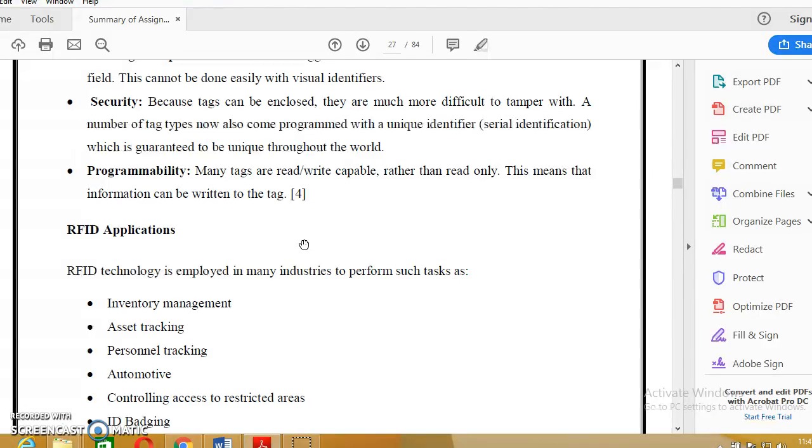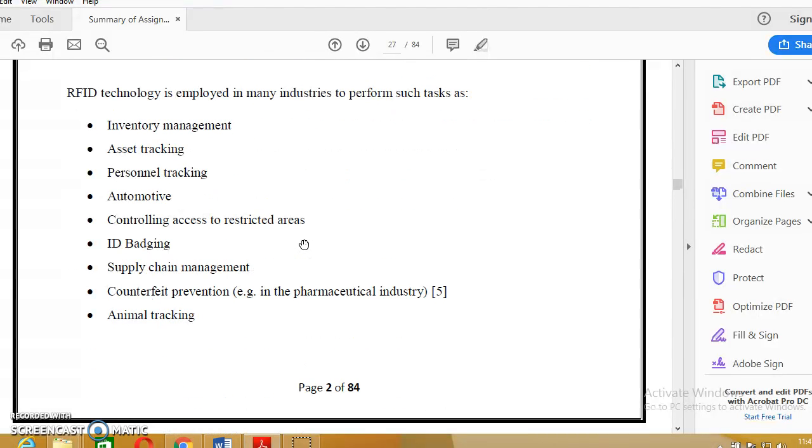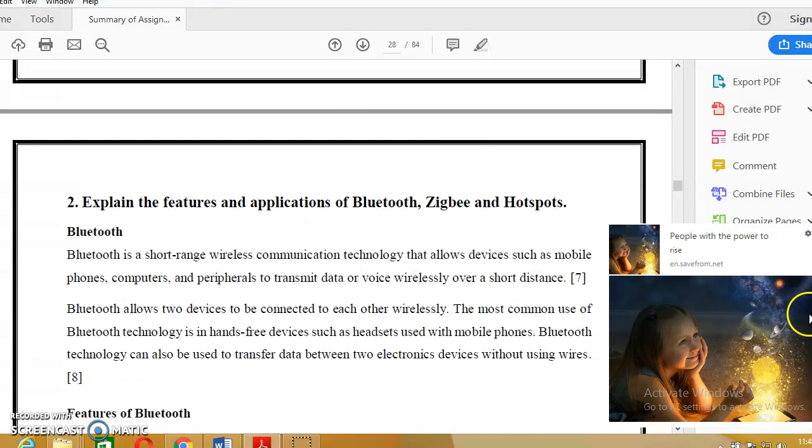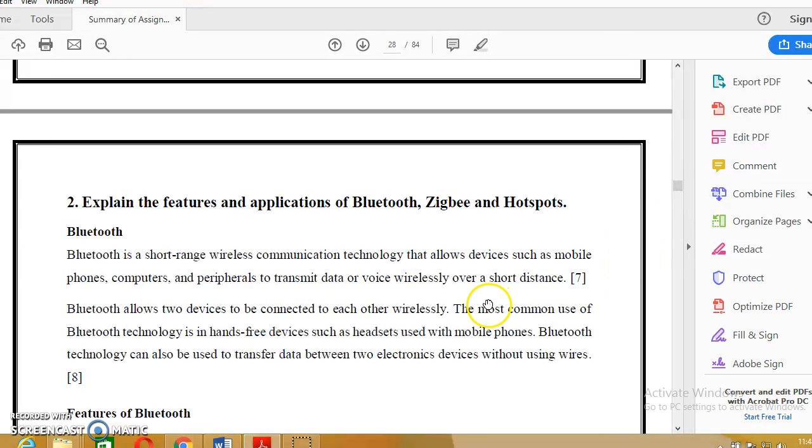Then now we are going to look at the RFID applications. RFID has many applications such as asset tracking, inventory management, automotive, ID badging, supply chain management, animal tracking.